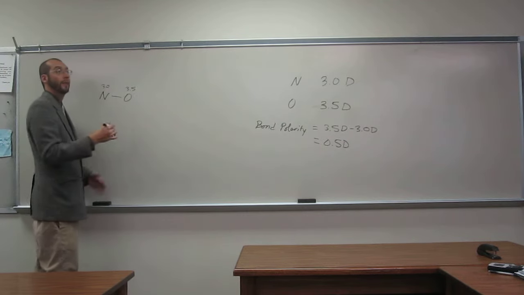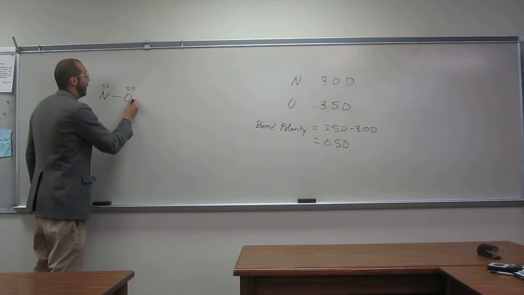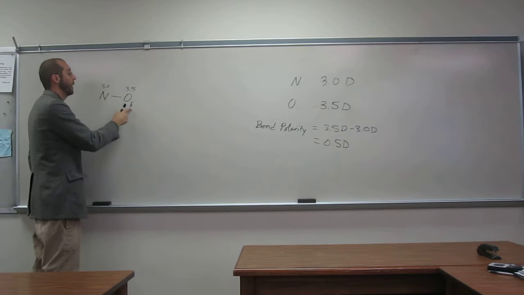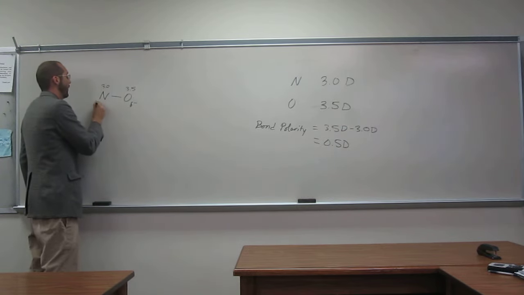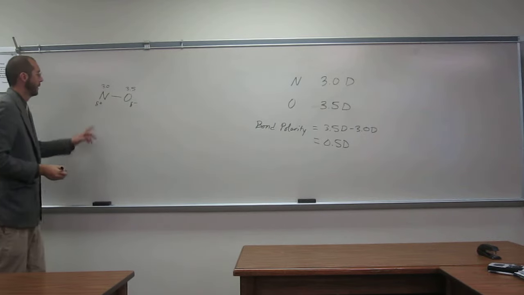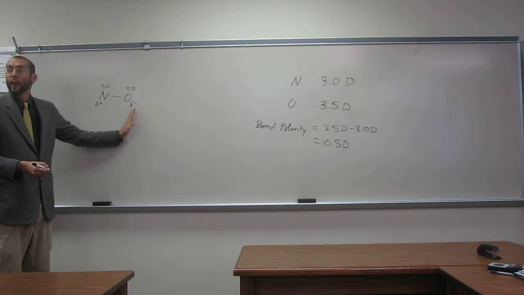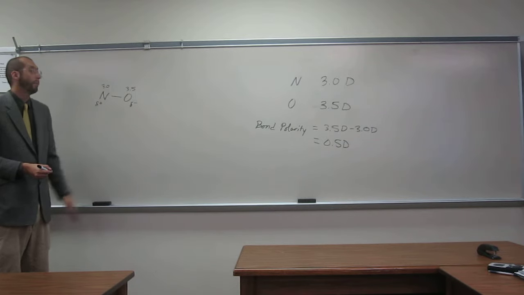So we can describe this a couple of ways. Okay, I'm going to show you two right now. One is to go through the partial charges, and we call them delta charges. So this is delta minus and delta plus. Okay, so that's a way to describe the bond polarity. So this side of the bond is more negative than this side of the bond. Is everybody okay with thinking like that?